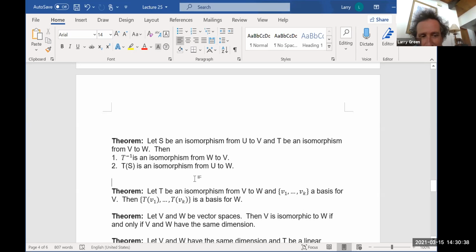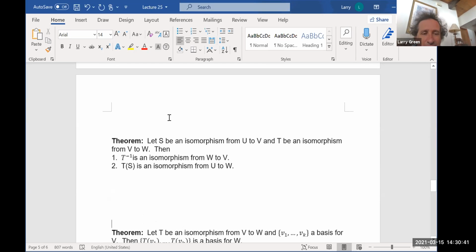All right, so now some more theorems. Let S be an isomorphism from U to V, and T be an isomorphism from V to W. Then T inverse is an isomorphism from W to V, and T of S is an isomorphism from U to W. What this says is if you have an isomorphism that goes from left to right, then take the inverse, go from right to left, it's still an isomorphism. Does that make sense?